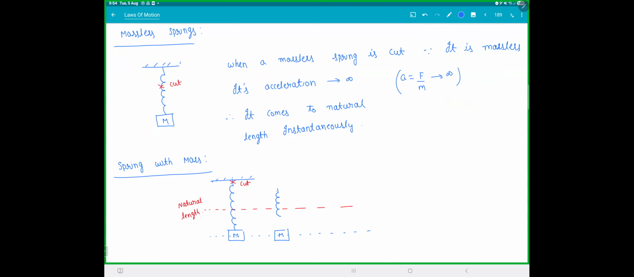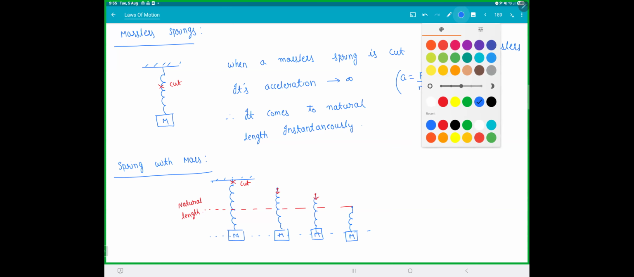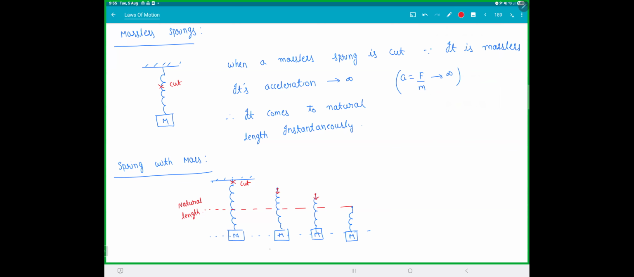This spring is traveling. This point is coming down. The block will still remain here. The block won't move only for some time. So this point is coming down. This point is coming down. When this point comes to the natural length, now it starts moving. So here you'll have acceleration 0. Now it comes to natural length. Now it will start moving. Now this is what will happen. This will just fall with g. The spring comes to natural length and then the block starts moving.